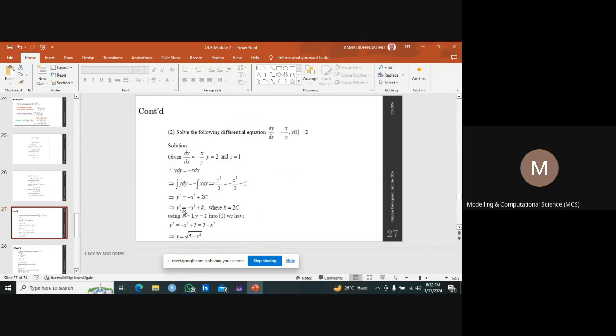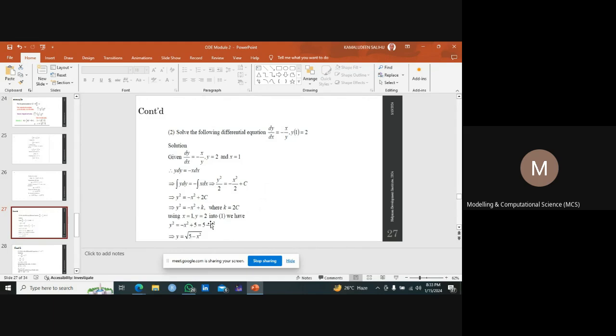So this implies what? y squared equals minus x squared plus 2k. 2 times c, we represent it with k as one constant. Now, substituting the IVP into the given problem will give us x equals 1 and y equals 2 into equation 1. So when you substitute into equation 1, where you have y squared equals minus x squared plus 2c, with 1 and 2 for x and y, you arrive at y equals the square root of 5 minus x squared.